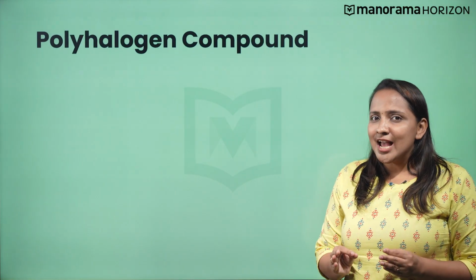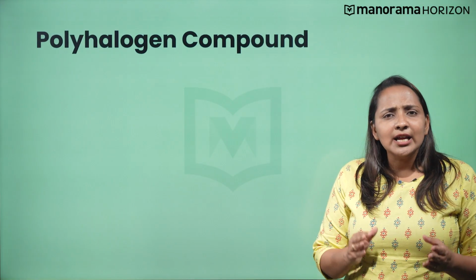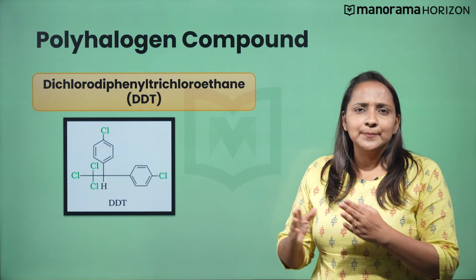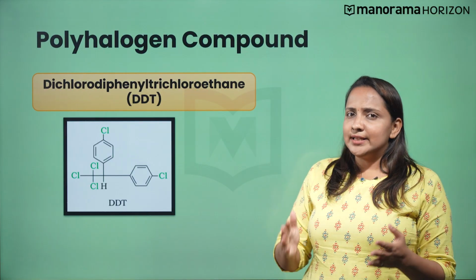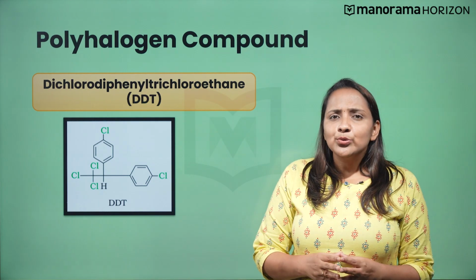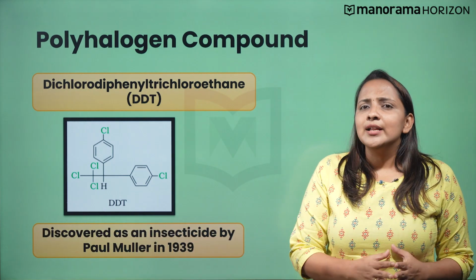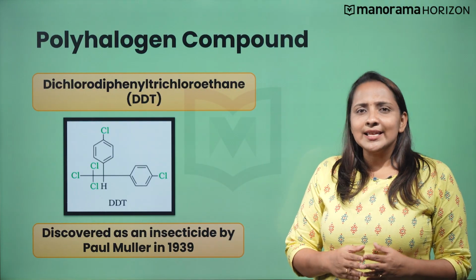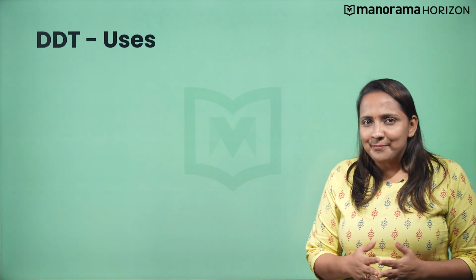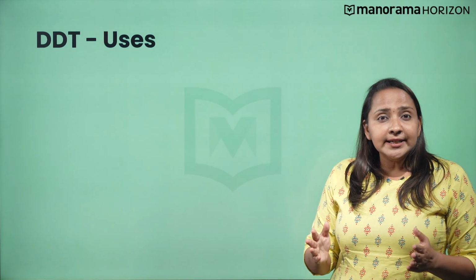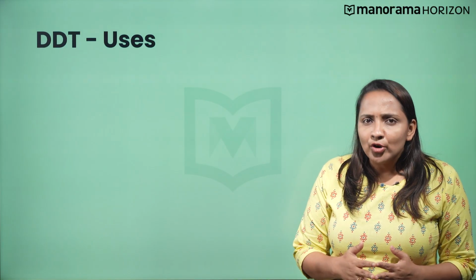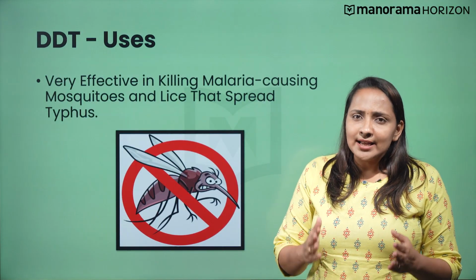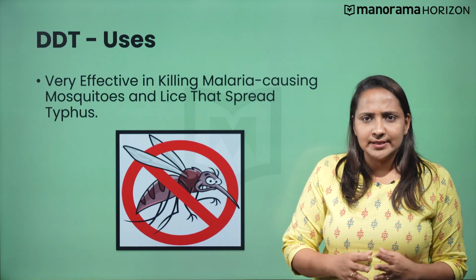Now, the last polyhalogen compound we will discuss is dichloro-diphenyl trichloroethane, also known as DDT. Although it was discovered in the year 1873, its actual use as an insecticide was discovered in the year 1939 by a scientist named Paul Muller. Let us see what is the reason for the popularity of this compound in the old times. DDT was used enormously during World War II as it was very effective in killing malaria-causing mosquitoes and lice that act as a carrier of typhus.